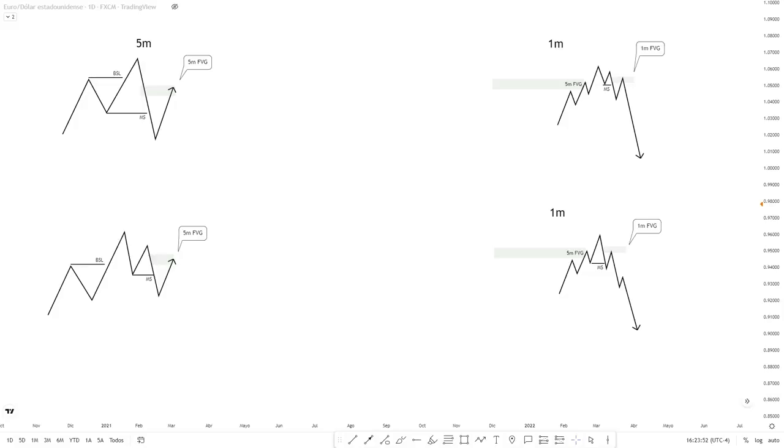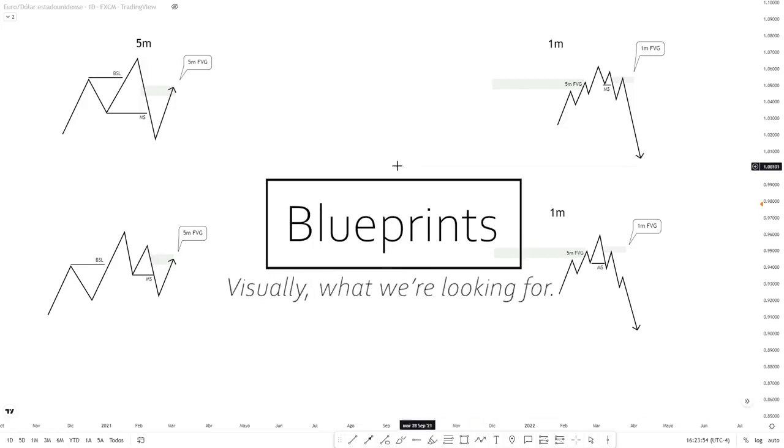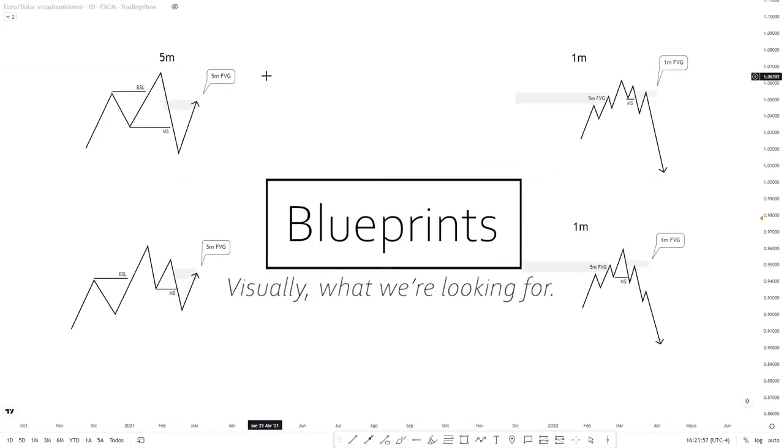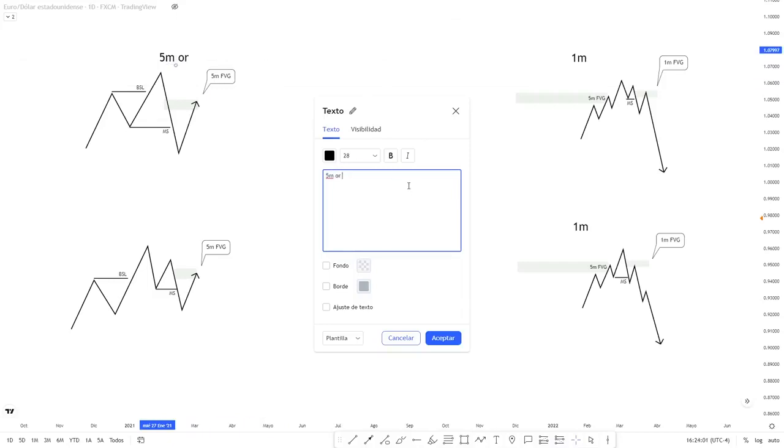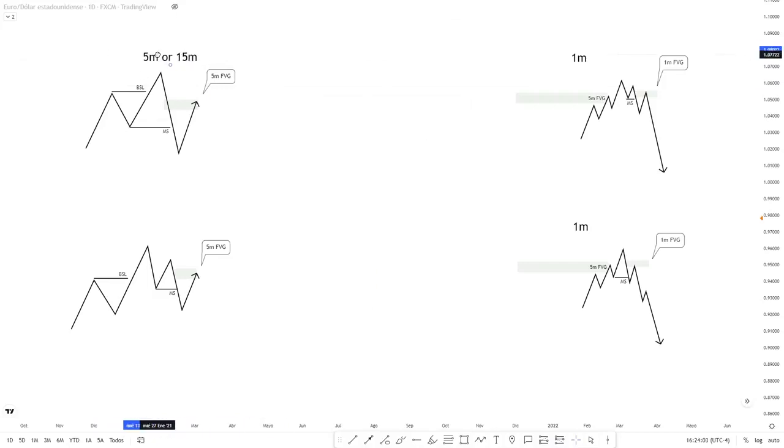Let's look at the blueprints of what we're looking for. On one side, the higher time frame, the 5-minute or the 15-minute. Let's actually put it there so there's no confusion. Usually I use the 5-minute mostly, but sometimes the 5-minute is not clear and the 15-minute actually is, creating fair value gaps in the 15-minute but not in the 5. Believe it or not, that actually happens, and there was a time that I missed out on an opportunity because of that, but well, that's why we learn from those things.